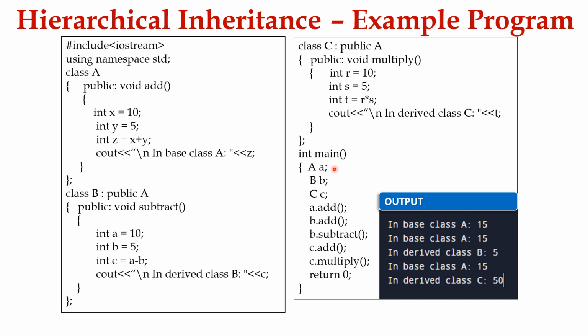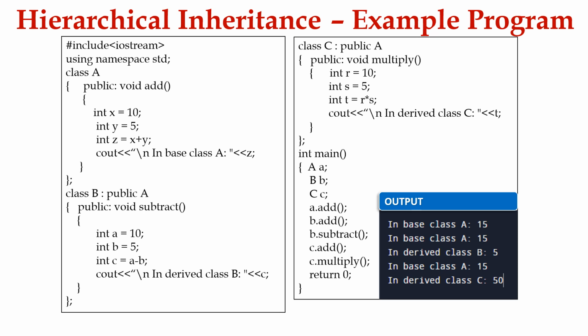In the main function, we have created the objects small a, small b, and small c for the classes capital A, capital B, and capital C respectively. Using class A object small a, we can access the member function which is defined in class A. Using the object small b, we can access the member functions available in class A and also in class B. Using the object small c, we can access the member functions which are available in class A and also in class C.